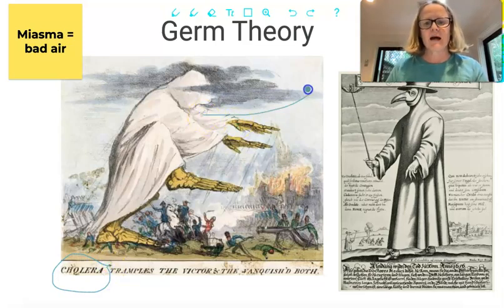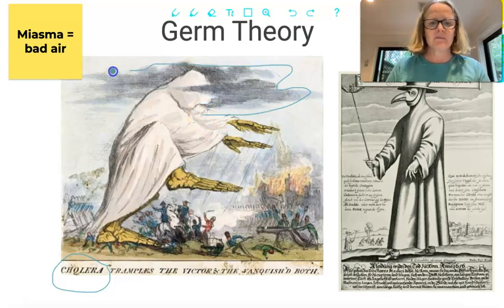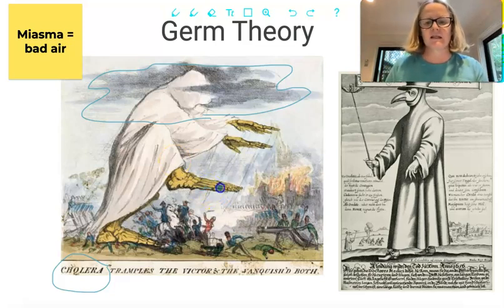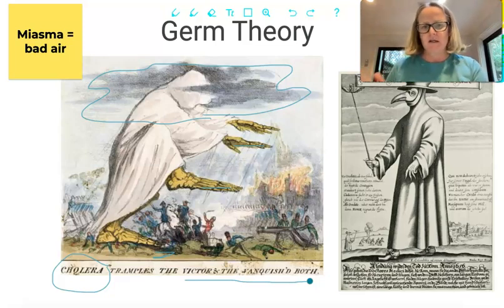And you can see all the bad air depicted by this black cloud emanating from the top of this figure here, a sort of shrouded figure which is representing death. You can see the skeletal remains of its feet and its hands sticking out and crushing all these people. And it says in the legend at the bottom that it's squishing the victors and the vanquished. So the idea that cholera will take anybody. But it's been caused by the bad air.